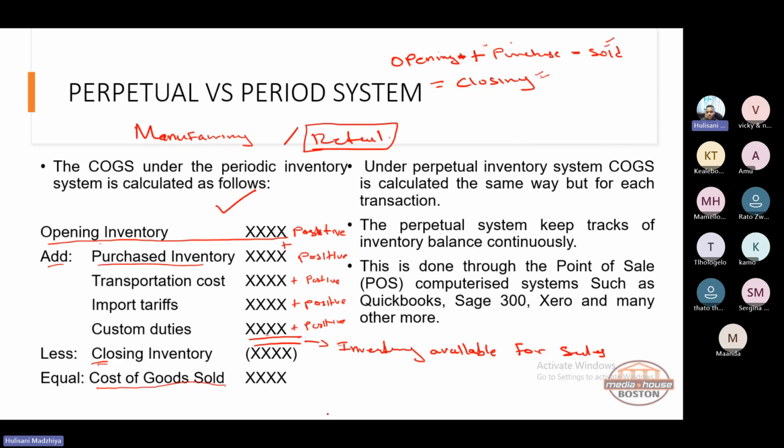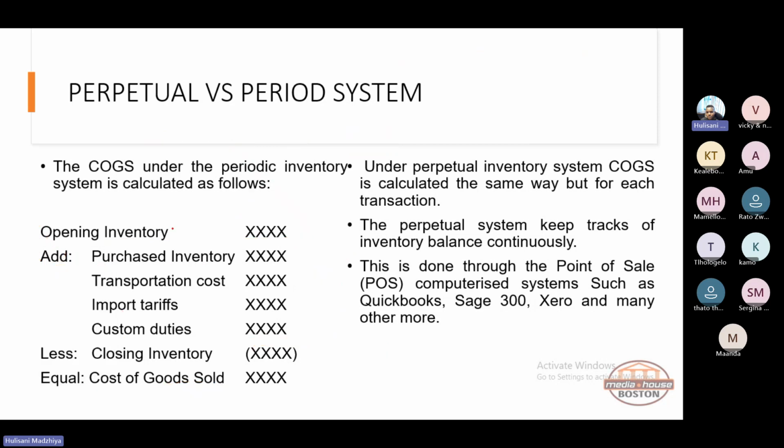But under your periodic, you first calculate how much we actually had as inventory at the beginning, how much we added, and then how much is actually remaining, and this will give you how many you actually sold. This is what we call the periodic inventory system. It requires you to identify first your opening and then your purchases during the period, minus your closing, the one you have on hand when you're doing a stock count. Therefore, the difference between the two will be your cost of goods sold.